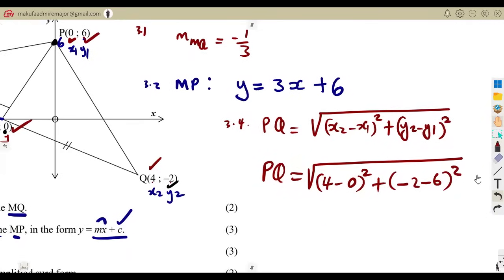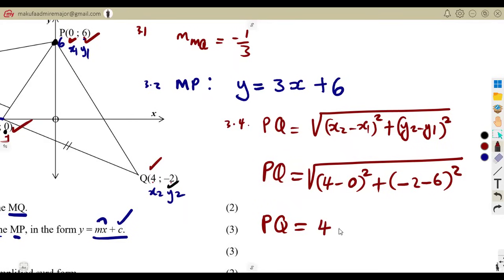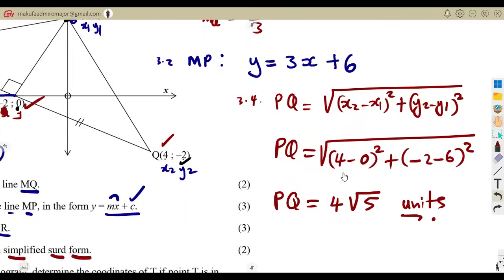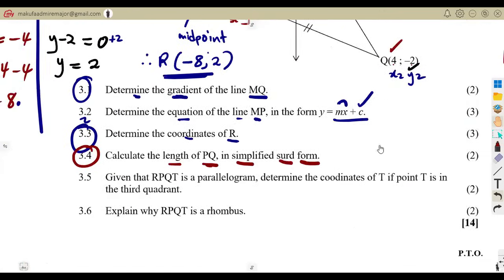Do not waste your time, guys. Use your calculator and simplify everything under the square root. That gives us 4 square root of 5, as you have it on your calculator. That is it in units. So that is the length of PQ in Z form.